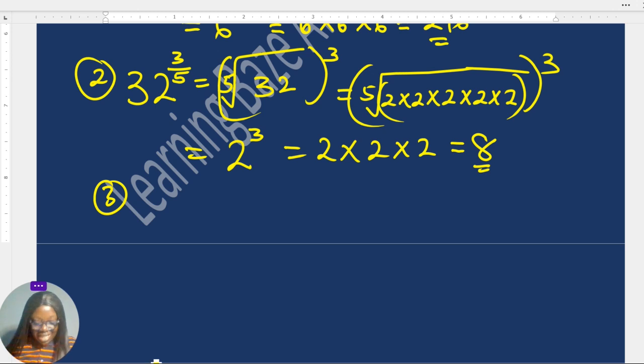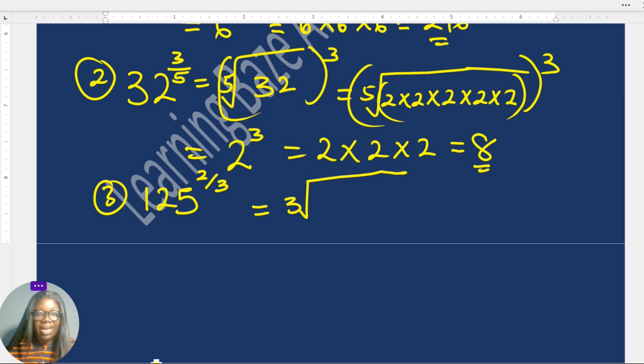Alright, so now let's see number 3. The next example is 125 raised to power 2 over 3. And in essence, that is the 3rd root. Okay, you can see that the denominator here is 3. That's why we are having it as the 3rd root.